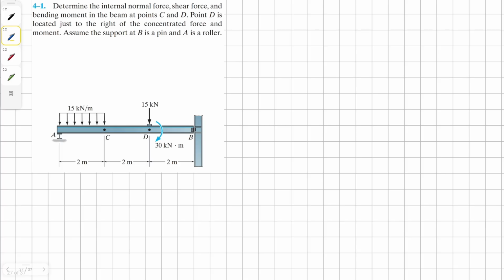Okay, so A is a roller, therefore there's going to be just a vertical force, and at B it's going to be a horizontal and vertical force. But we know, because there isn't any other horizontal force acting on this beam, Bx is going to be 0 kilonewton.